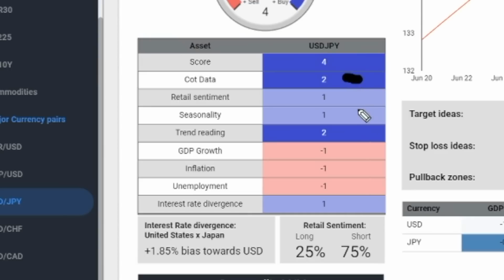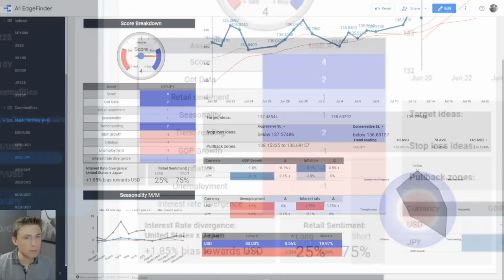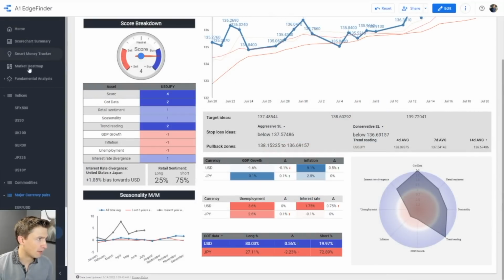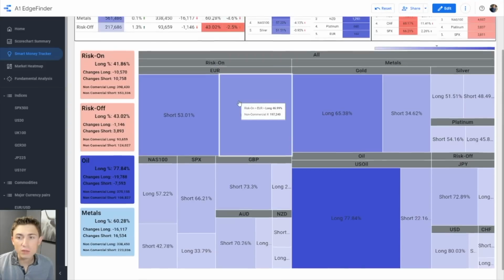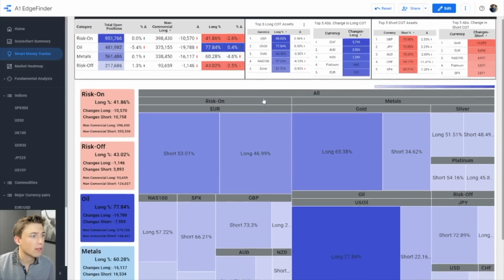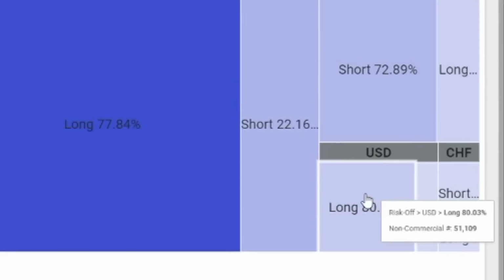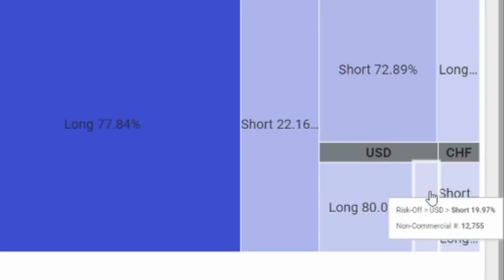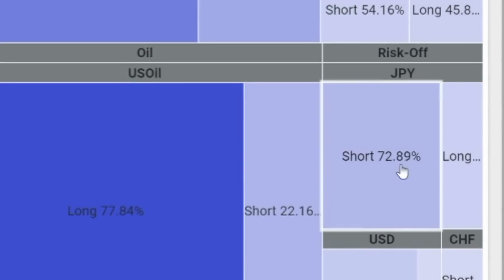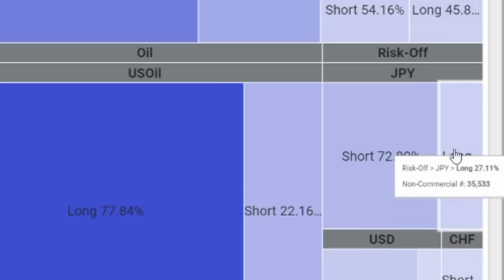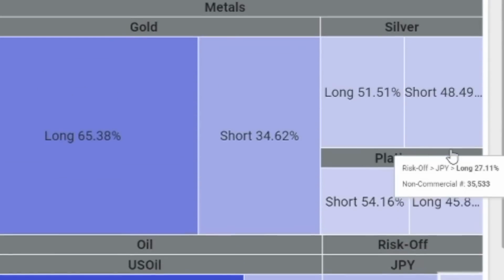Then we look at COT data. That's pointing towards bullishness for the dollar and bearishness from the yen from an institutional perspective. The COT data, we use that to track smart money. We could actually go take a look at our smart money tracker. If we take a look at this, I want to show you guys something. The dollar here, in terms of net positioning from institutional traders, is 80% long and 20% short. Conversely, if we take a look at the yen, roughly 73% is short and only 27% is long from institutional positions open on the futures market.